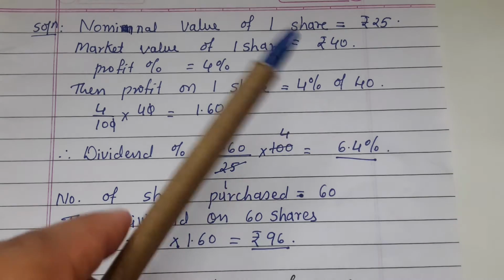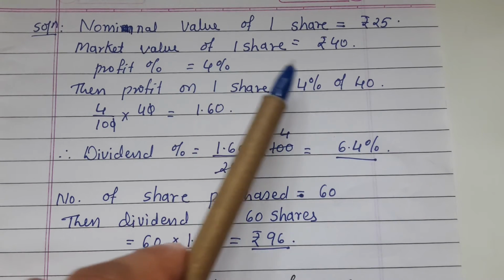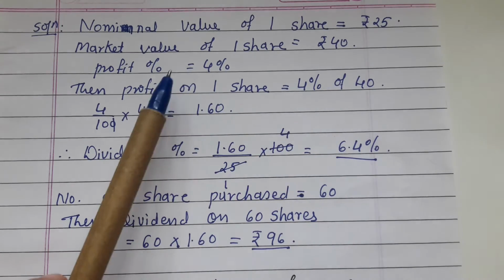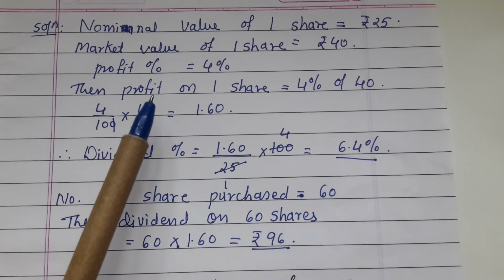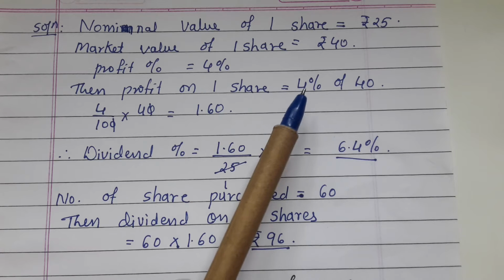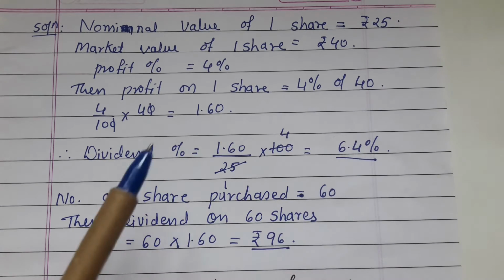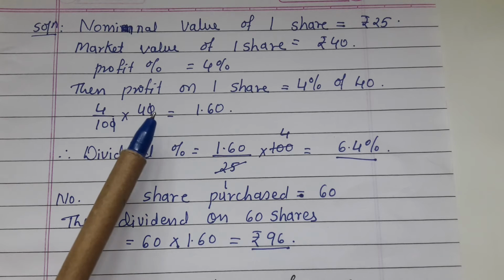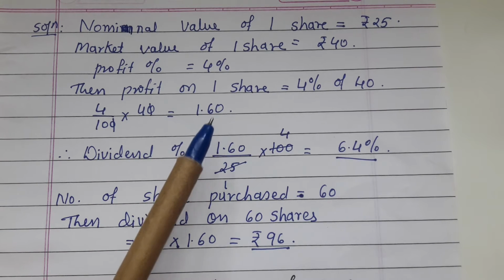Nominal value of one share, rupees 25. Market value of one share, 40. Profit percent, 4%. Then profit on one share is equal to 4% of 40, 4 upon 100 into 40, that is equal to 1.6.